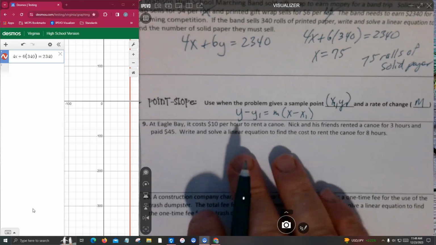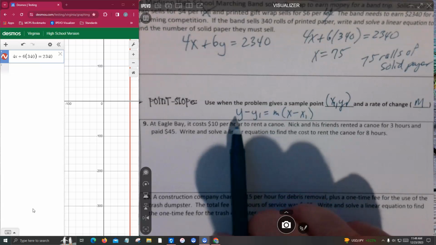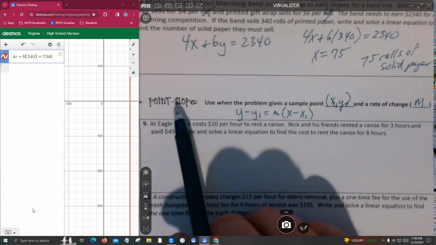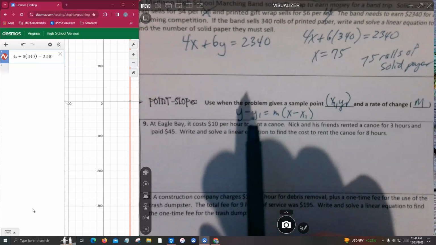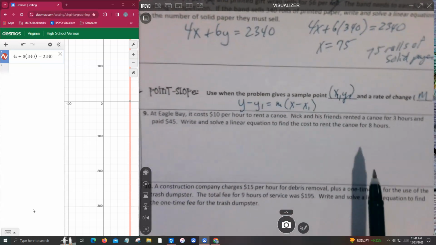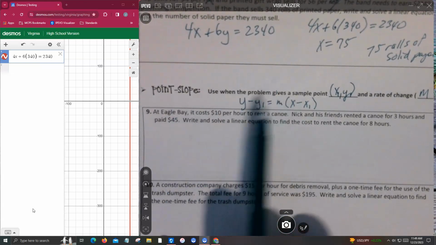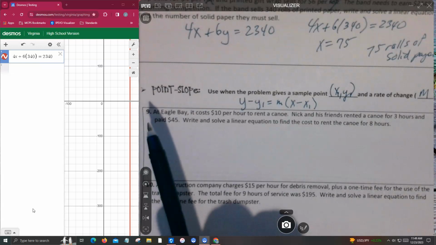Actually, point slope, now I'm thinking about it, I think you learn it afterwards. So you might want to visit the point slope lesson first and then come back to this. But this is the point slope form. You can see it here. I'll just keep demonstrating, but you might want to go watch that lesson first before you try to do this.